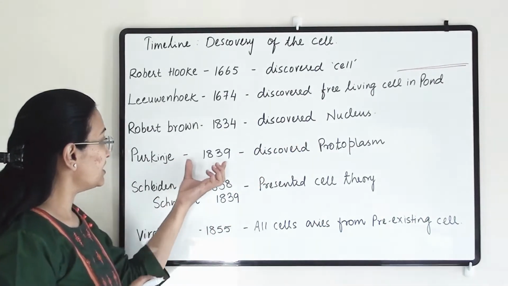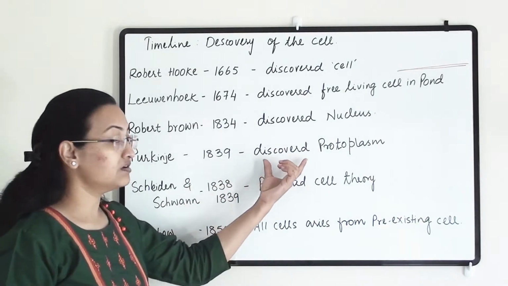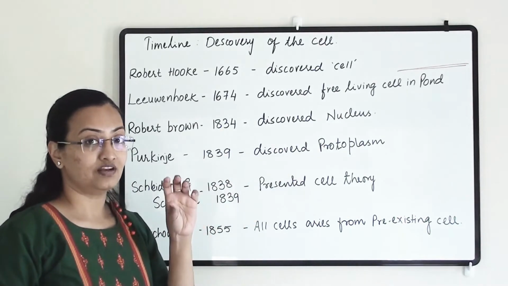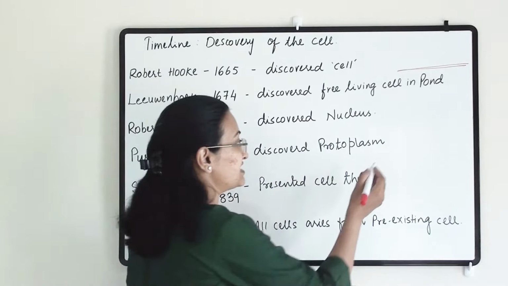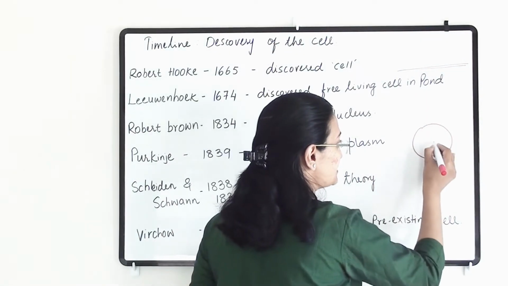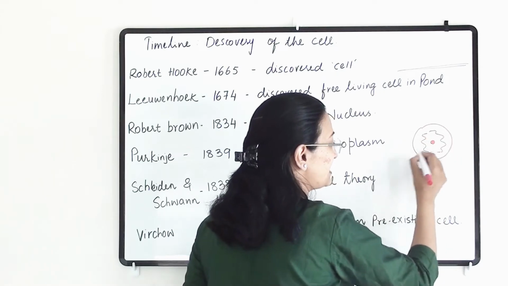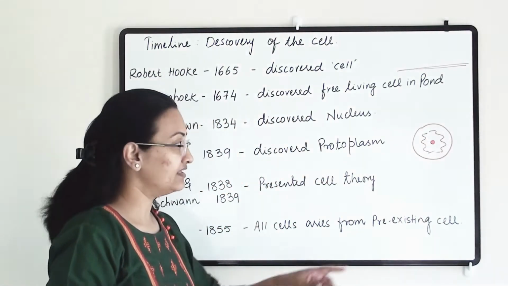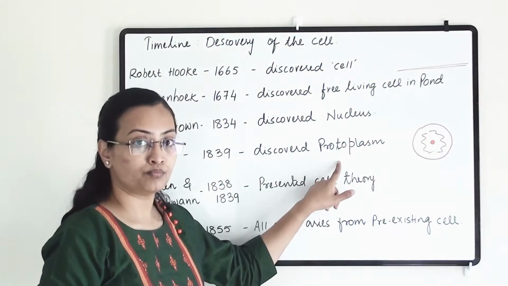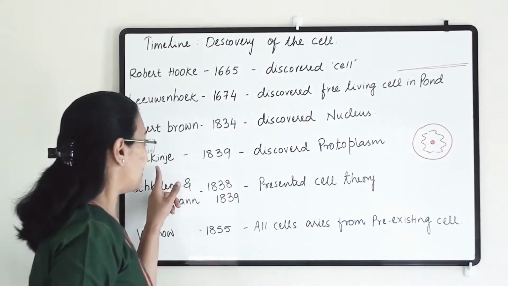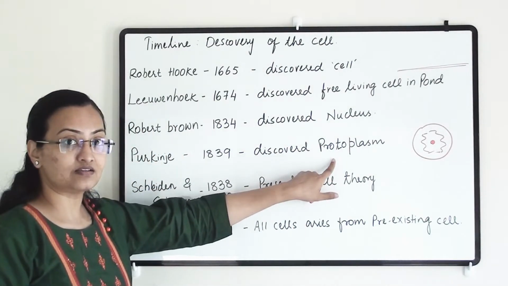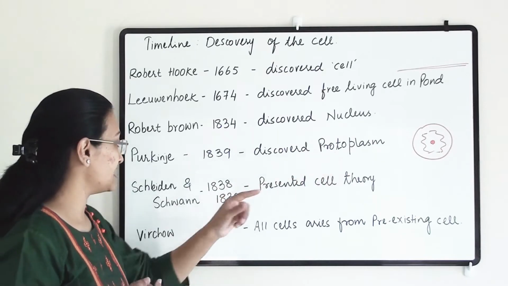And Purkinje in 1839 discovered the protoplasm, that fluid which remains inside the cell. For example, if this is a cell, then the center of the cell is the nucleus, and within the cell one fluid will be there. That fluid is named protoplasm. So Purkinje discovered the protoplasm, that is a fluid which remains inside the cell.